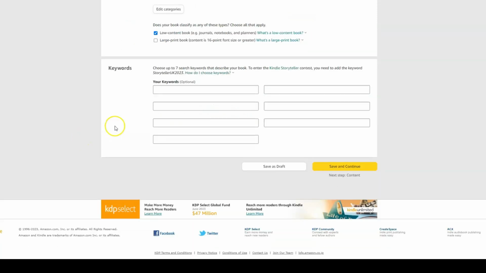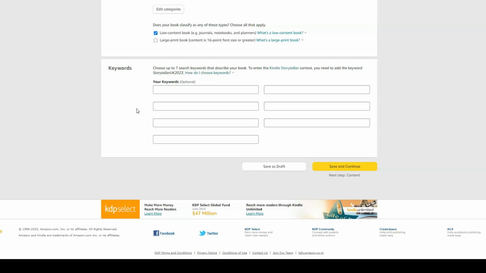Now comes the fun part. We have to find some keywords. So the best way to choose your keywords, because you want people to find your notebook, we want to keep them really streamlined and very relevant to what your book is about.